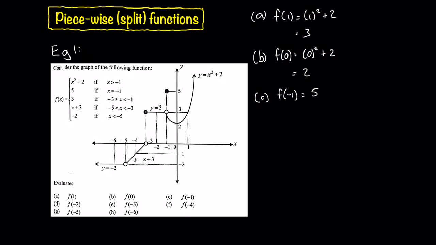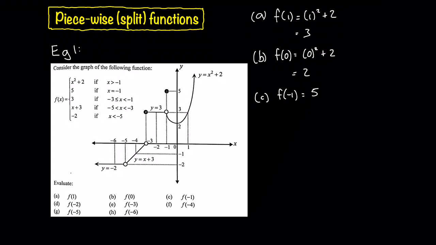We can also see that here in the definition, in that f of x is equal to 5 if x equals -1. At that point, notice it's not an inequality here, because it's only one dot. So at x equals -1, the only possible y value is 5.